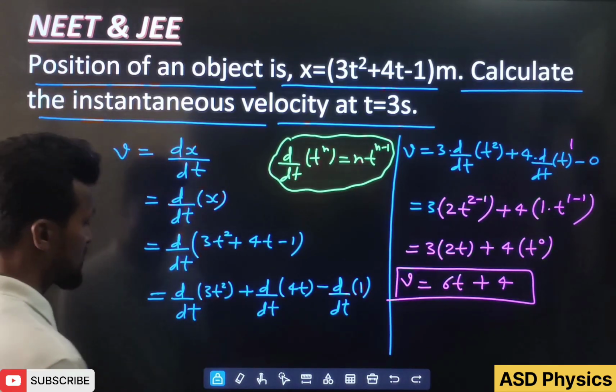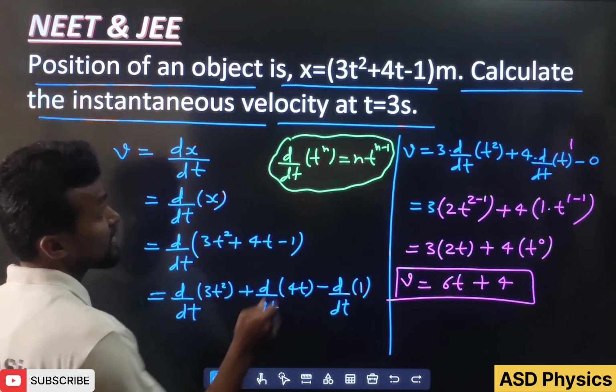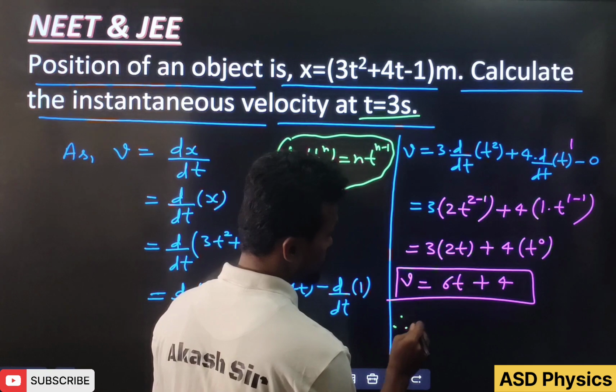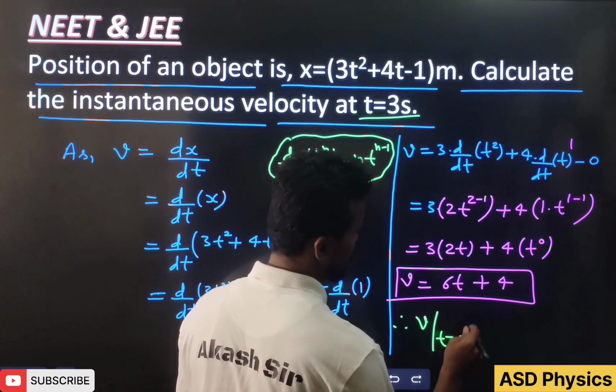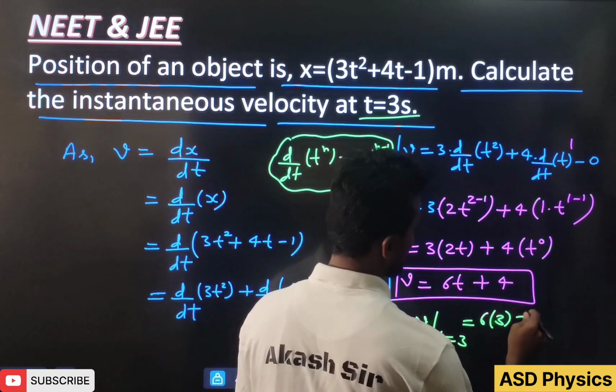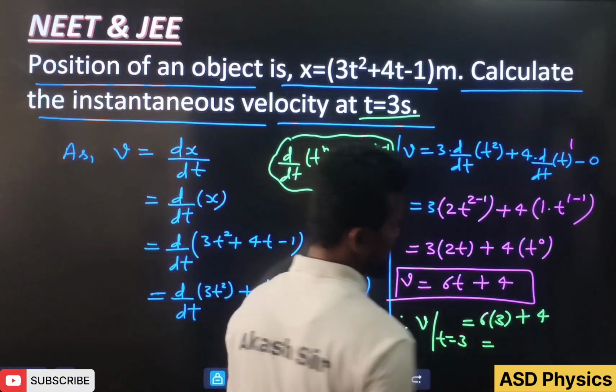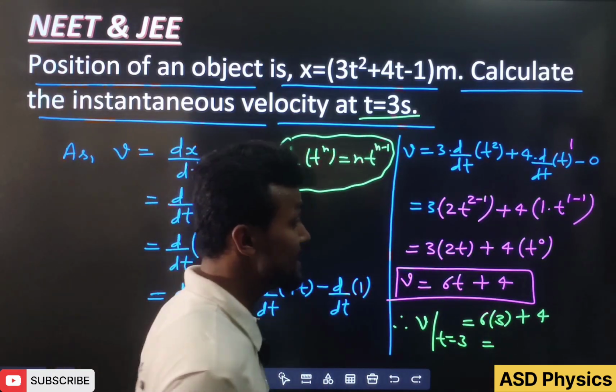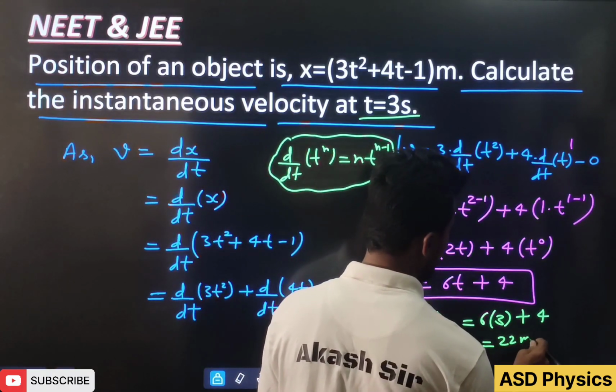V equal to 6t plus 4. And at which time are they asking? They are asking at t equal to 3 seconds. So V at t equal to 3 means 6 into 3 plus 4. So 6 into 3 is 18, plus 4, that means 22 meter per second.